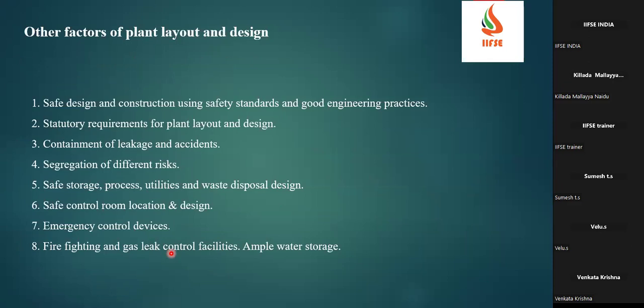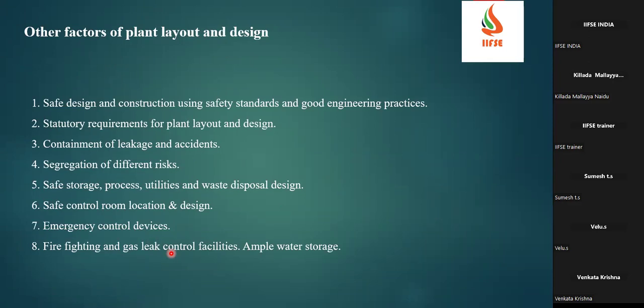Now we'll see what are the other factors of the plant layout and design. One is safe design and construction using safety standards and good engineering practices, on availability and updated construction quality and also the standards. Statutory requirements for the plant layout and design, so this also has to be followed.